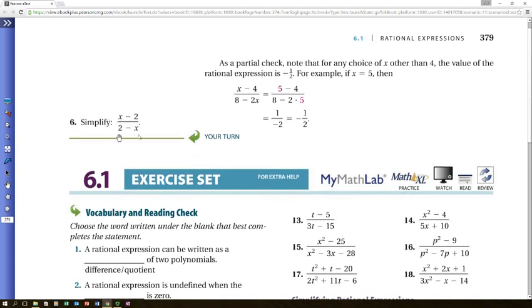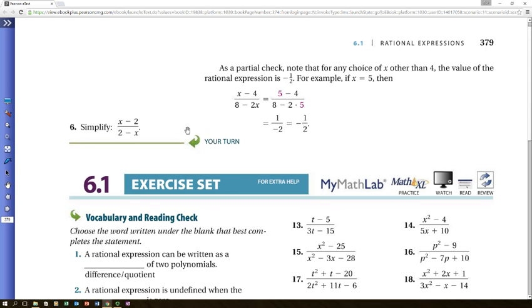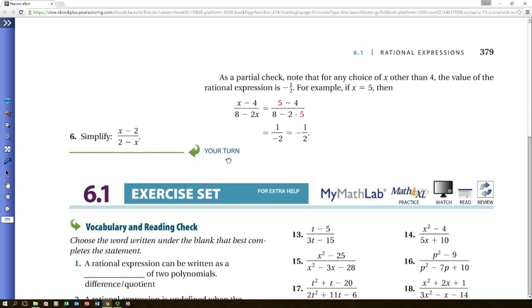So hopefully you get good at working with the negatives. This is a nice thing to think about. You're going to have some homework that does some of this, but that's a very important part of finding ways to simplify these rational expressions.